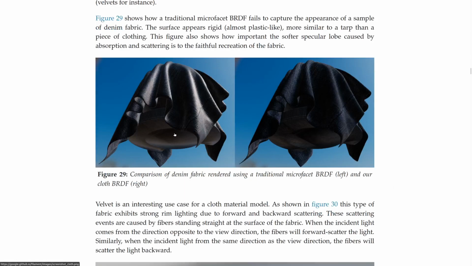So you've got something that looks like that pleather, like the vinyl material, and then you get something more like cloth. It's very shiny cloth.